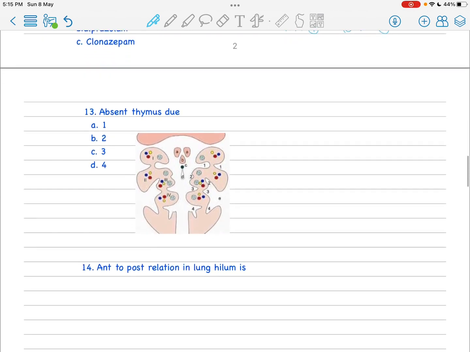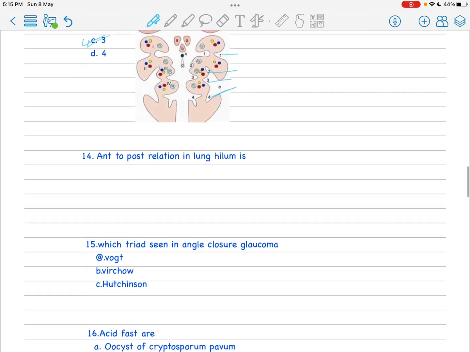of choice in this case. They have marked it like this is 1, this is 2, this is 3, this is 4, and it should be 3 because it is from the third pharyngeal pouch, so absent thymus is due. It is also a recall question.